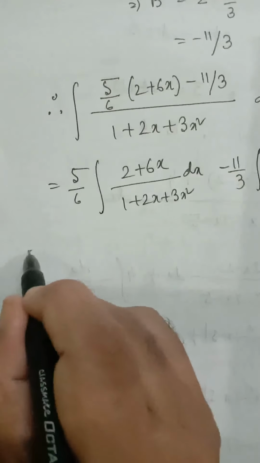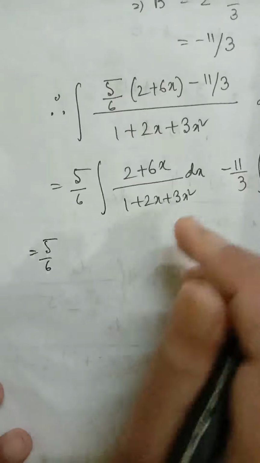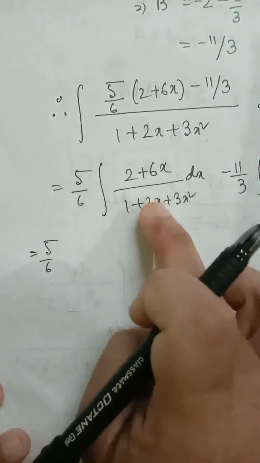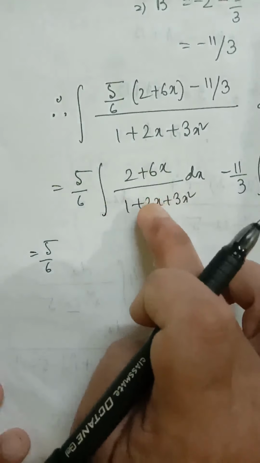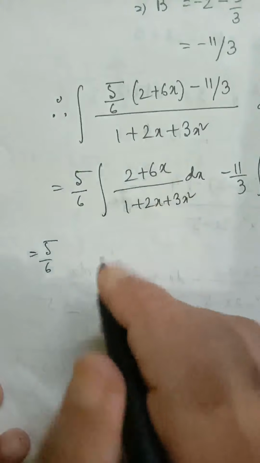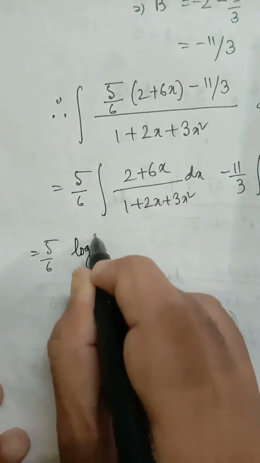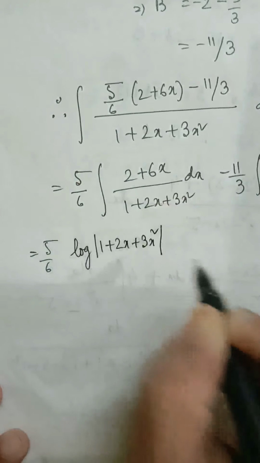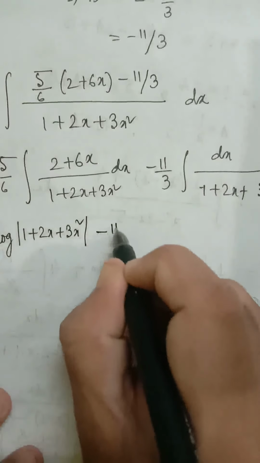Now you can see the first integral is of the form f dash x by fx. This is fx and its derivative, you can see its derivative is 2 plus 6x, which is the numerator. So this integral is of the form f dash x by fx, so its answer will be log of fx. We know integration of f dash x by fx is log of fx.